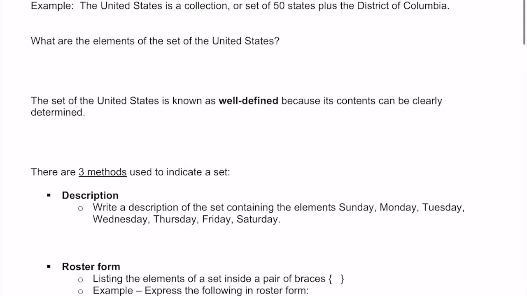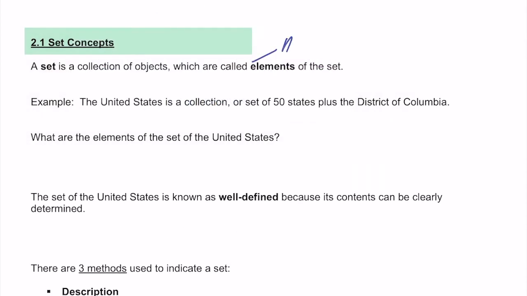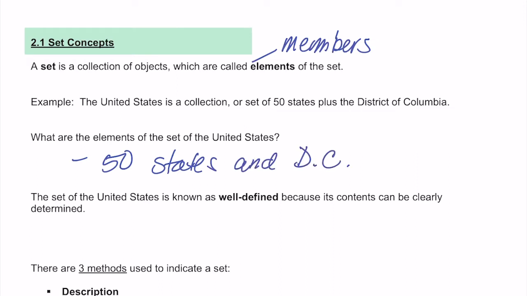So a set is just a collection of objects. We refer to them as elements. Sometimes they're also known as members, but it depends on what book you look at. Think of the United States as a set. So the United States has a collection of 50 states plus Washington, D.C., right? So the elements of the set of the United States would be the 50 states and the District of Columbia, which is Washington.